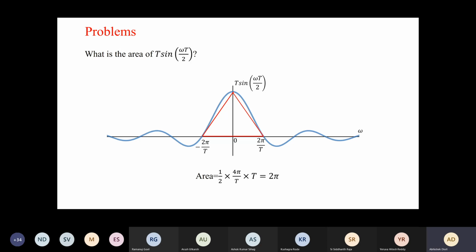So what is the area of the triangle? Half base into height. So this is half. What is the base? Base will be 4 pi by T. Height is T. So we get the answer as 2 pi. It's a very unbelievable thing, but it's correct, right? So people could use this hack to compute the area of a sinc function.